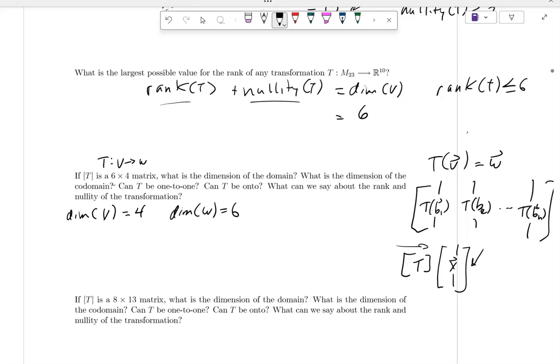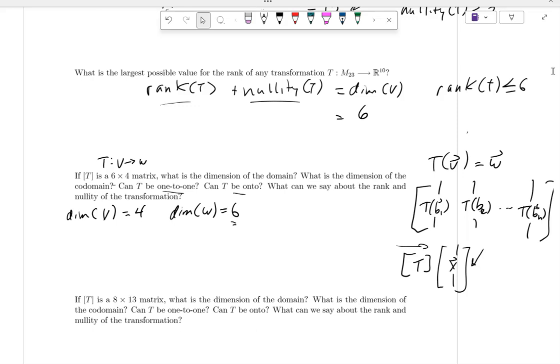Okay. All right. So let's answer these two questions. Which of these two things can it be? Can it be 1-to-1 or can it be onto? It can be 1-to-1, right? But it cannot be onto. Why can't it be onto?